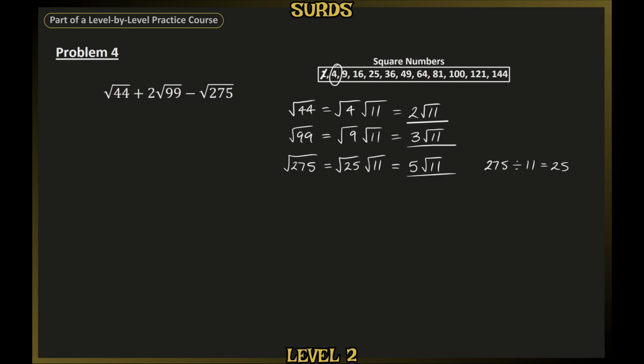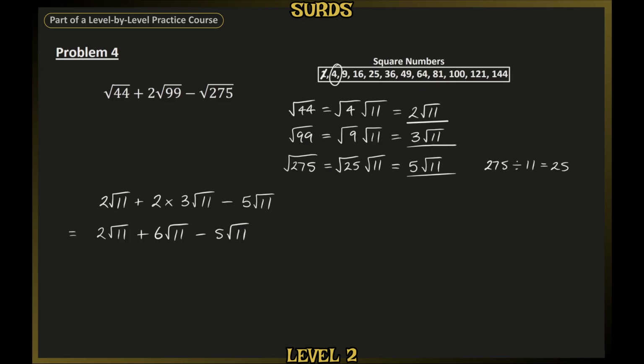And we can now put each of these 3 simplified surds back into the original sum. So the square root of 44 becomes 2 root 11. We then have plus 2 times the square root of 99, which is 2 times 3 root 11, minus the square root of 275, which is 5 root 11. Now looking at that term in the middle, 2 times 3 root 11 is 6 root 11. So we have 2 root 11 plus 6 root 11 minus 5 root 11.